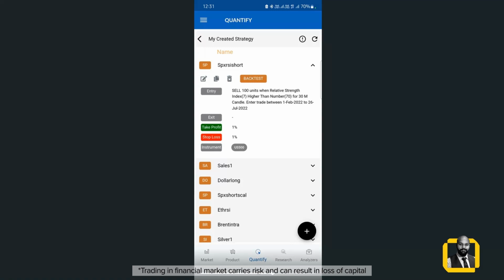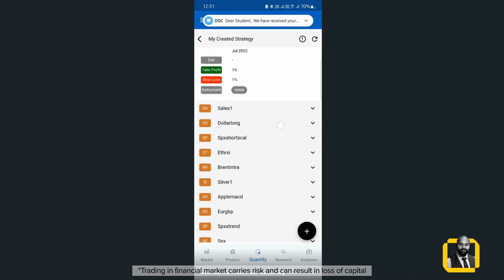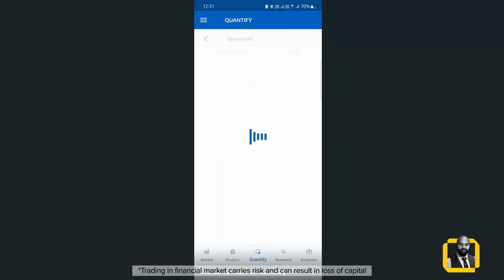So basically, this strategy is SPX short, S&P 500 short. The idea is to sell 100 units when the relative strength index, the RSI, which we had just discussed previously, is above 70% on a 30-minute candle. So you're looking at a 30-minute time frame to get a signal to enter on shorting the market when RSI goes above 70%. This particular strategy has been backtested all the way from the 1st of Feb of this year till date. So let's look at how the performance of this particular trade has been for now.